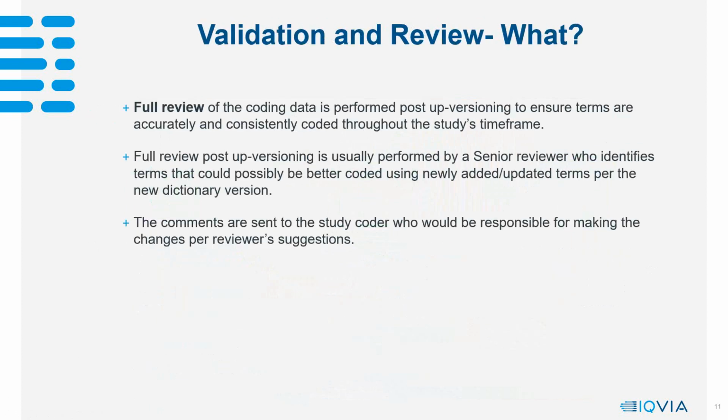Let's talk about full review. So why do we do full review of the coding data? Full review of the coding data is performed to ensure terms are accurately coded throughout the time frame. Full review post upversioning is usually performed by a senior reviewer who identifies terms that could possibly be better coded using newly added or updated terms per the new dictionary version.